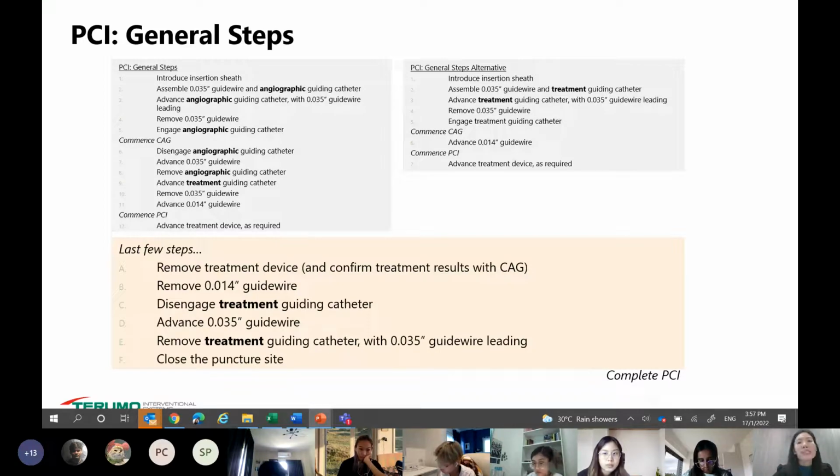Then same step. Once I disengage, I need to advance my guide wire that is 035 because I want to straighten my treatment guiding catheter. I don't want the tip to damage my arteries. So I will advance it to remove the treatment guiding catheter and 035 guide wire, and then remove the insertion sheath and close the puncture site. So basically, this is it for the PCI procedure, and also CAG.